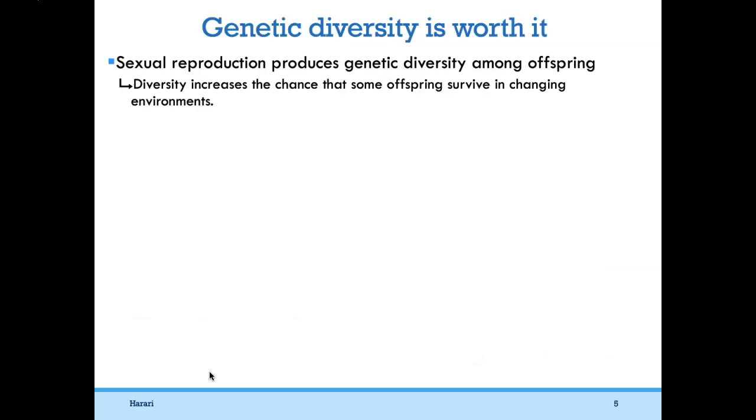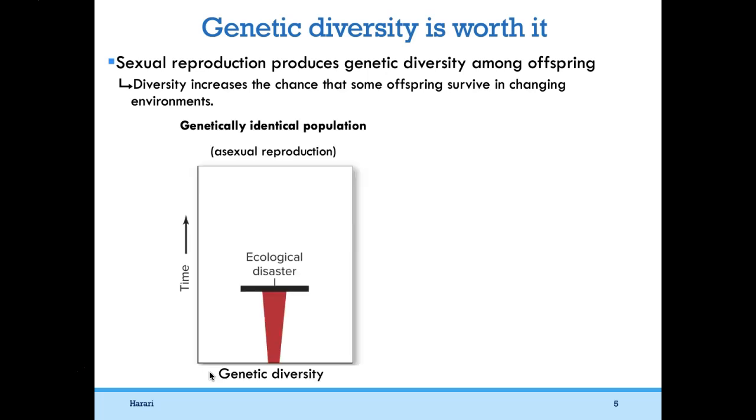Sexual reproduction produces genetic diversity among offspring. Right? Whereas in asexual reproduction, we got a basic clone of the parent. With sexual reproduction, we get offspring that are genetically diverse from either parent. And diversity will increase the chance that some offspring will survive in a changing environment. So genetic diversity is worth the cost of sex for many organisms.